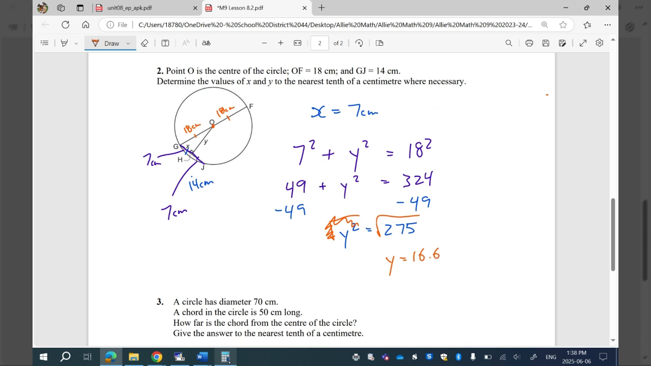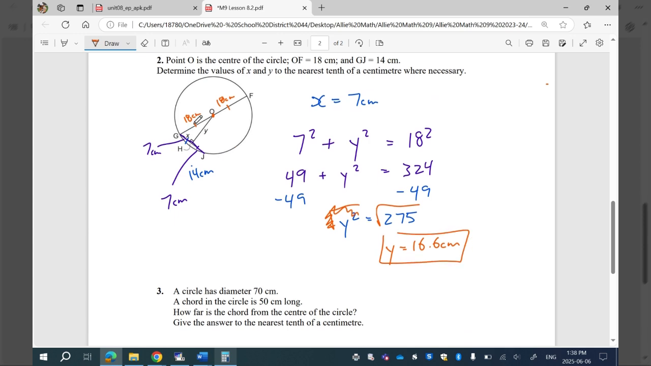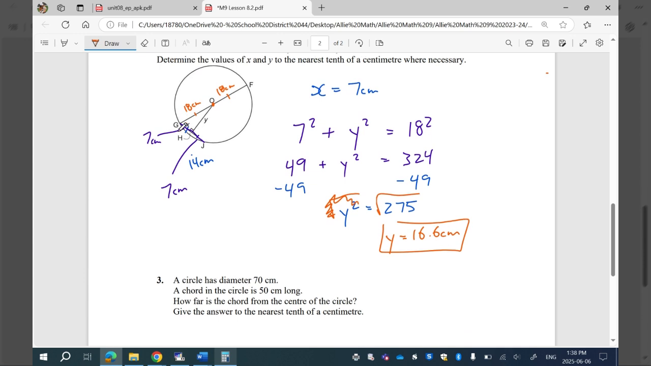So y equals 16.6 centimeters. And the last thing we should do is ask ourselves, does that make sense? Yes, I would say that does make sense. We got 18 needs to be the longest side. That's longer than 16.6. It's a little bit longer than 7. I would say that makes sense.